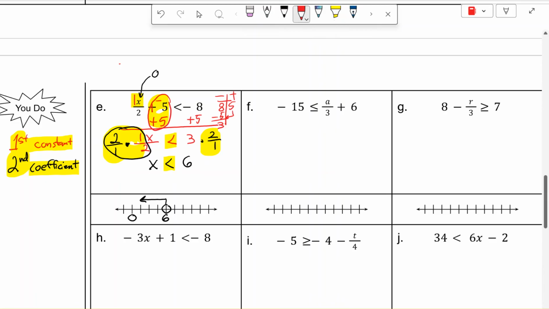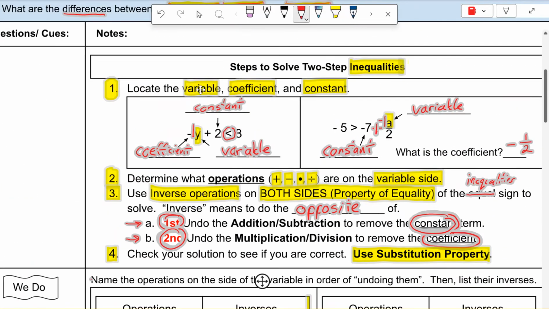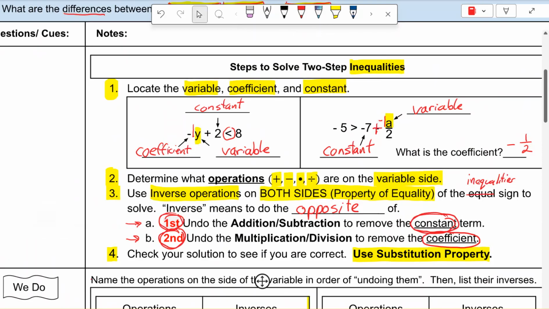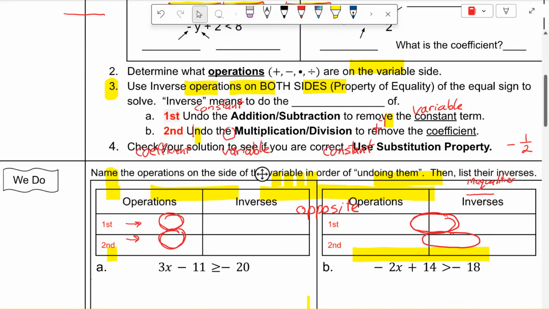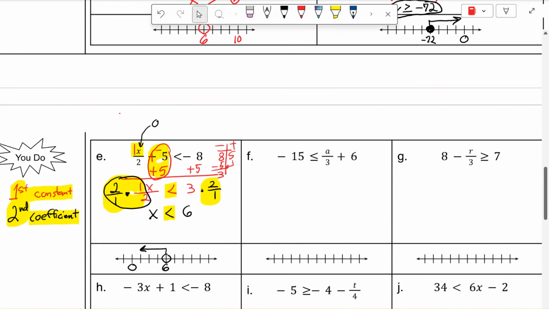So where are you going to start? I'm asking you. If you're thinking, you're going to flip your paper back over to the directions and locate the variable, the coefficient, and the constant. You are on the right track. So where is the variable? It's here. Where is the constant? It's here. Where is the coefficient? Well, there is a 1 in front of the A, so the coefficient is 1/3.